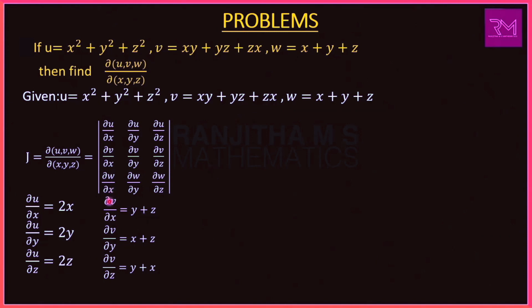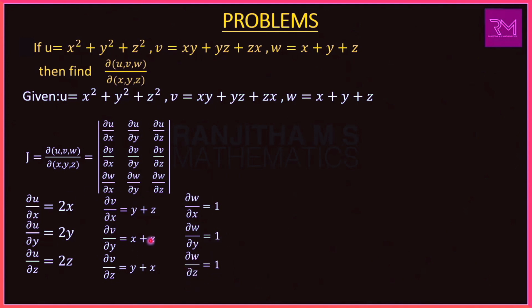Next we have to find del w by del x, del w by del y and del w by del z. For that, we have to consider the function w is equal to x plus y plus z. Hence we get del w by del x. First you have to differentiate w with respect to x, means y and z as constant. So differentiation of constant is 0. Differentiation of x is 1. Hence we get del w by del x value is 1. Similarly, del w by del y, differentiation of y is 1. Hence we get del w by del y value is also 1. Similarly, del w by del z value is also equal to 1.